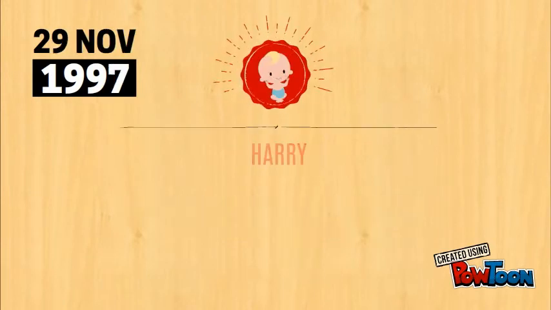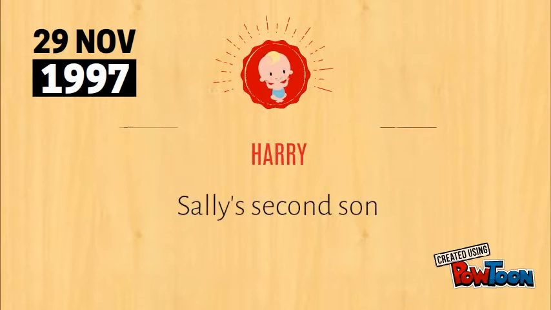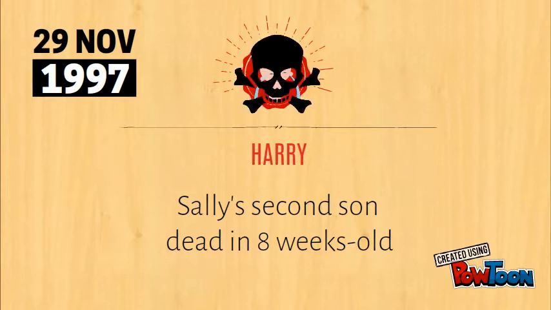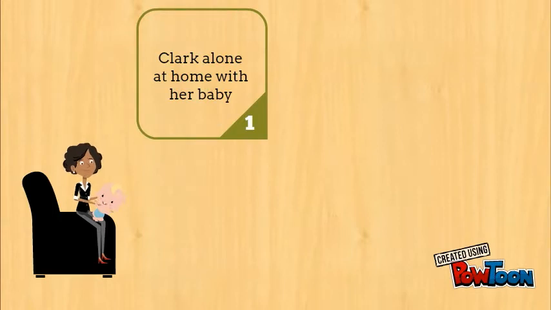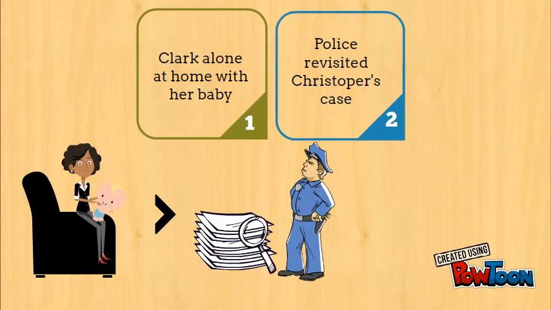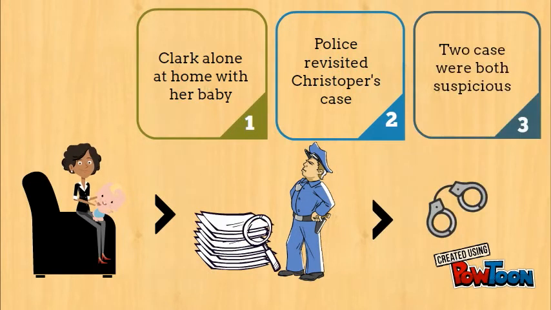Her second son, Henry, was born on 29 November 1997. However, he was also found dead on 26 January 1998, aged 8 weeks. On both occasions, Clark was alone with her baby. With the support of other evidence, the police decided to revisit Christopher's death and determined that the two cases were both suspicious. Sally Clark was arrested some weeks later.